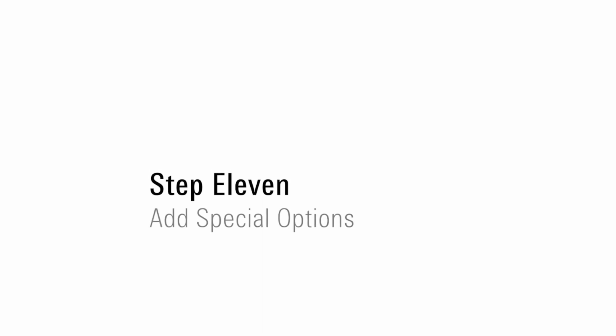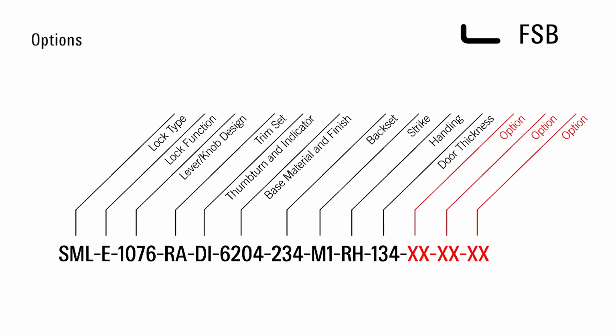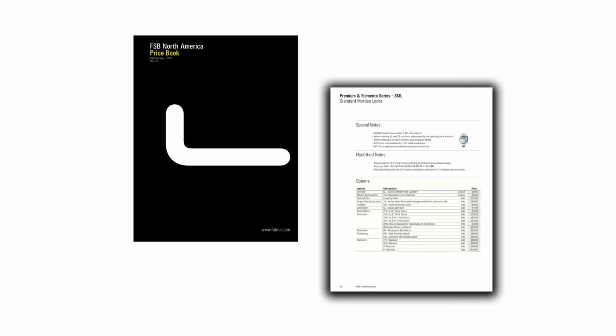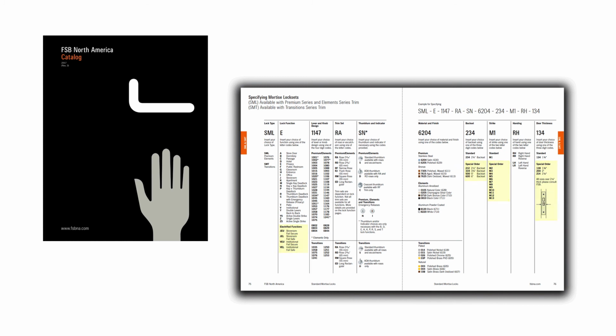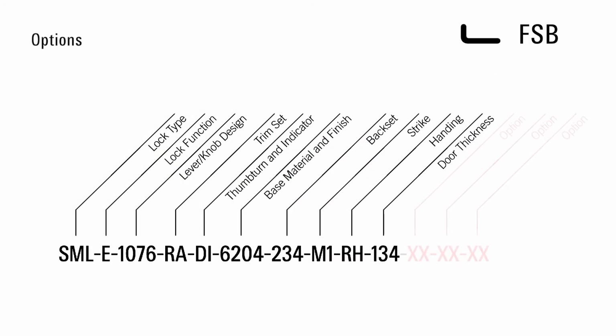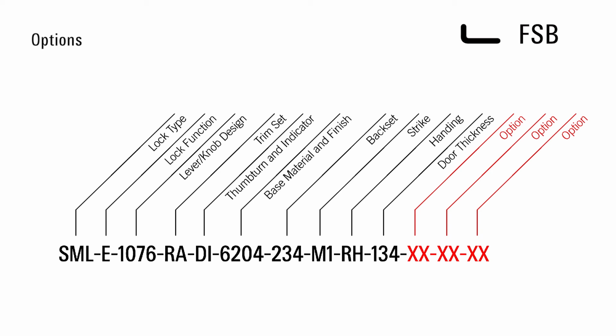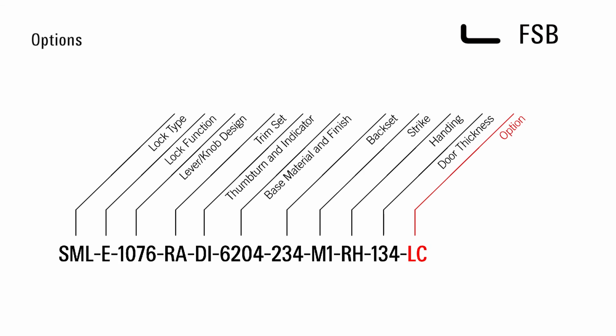Step 11. Add any special options. This step may or may not be necessary depending on if you have additional options to your lock that need to be added to the end of the FSB ordering string. Available options for each lock type are listed in the price book and at the beginning of each lock section of the catalog. The necessary option codes are described and must be added to the end of your string, but the order of the options is not important. Here are two examples. We will add less cylinder option, designated as LC, and list as a suffix to our already completed standard FSB ordering string.